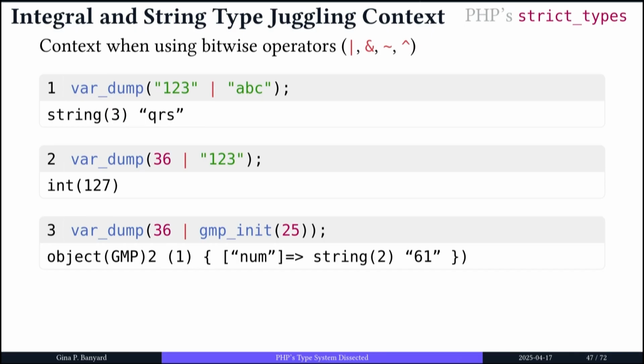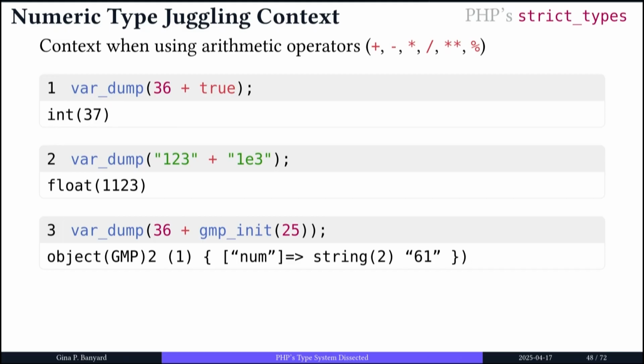Surprisingly, GMP is a class from an internal extension which allows arbitrary precision integer math, so you can have very, very big integers which don't fit in a 64-bit machine. And this actually overloads the operators. It overloads the bitwise operator, so you can do 36 bitwise a GMP object, and you get a new GMP object.